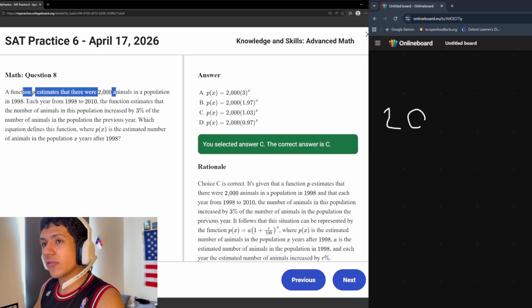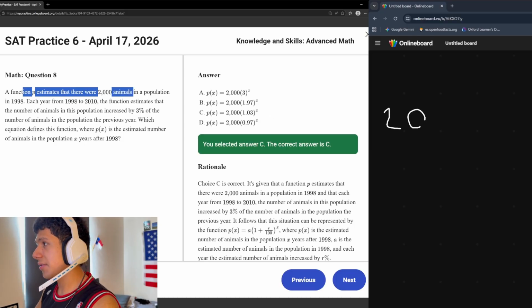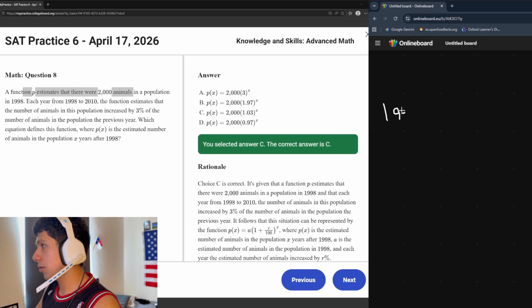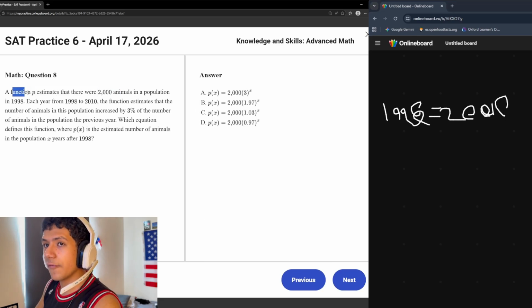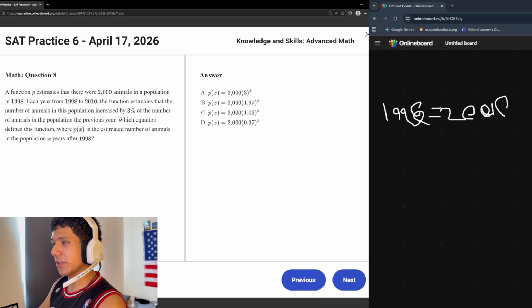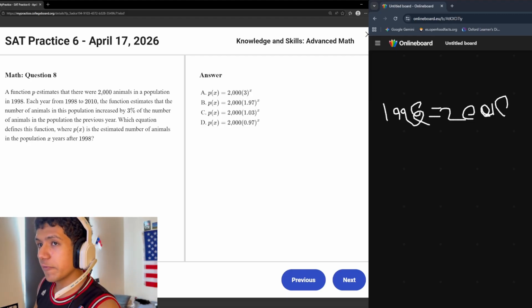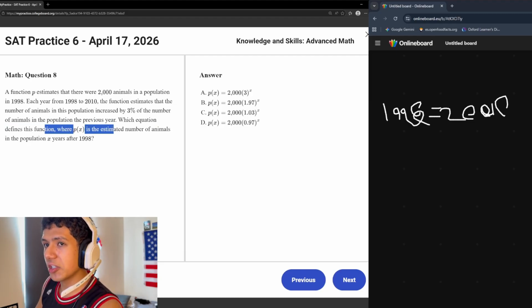Function P estimates that there were 2,000 animals in a population in 1998. So in 1998, there were 2,000 animals in the population. Each year from 1998 to 2010, the function estimates that the number of animals in this population increased by 3% of the number of animals in the population in the previous year. So this is an exponential function because it increases by 3% of the animal population in the previous year.